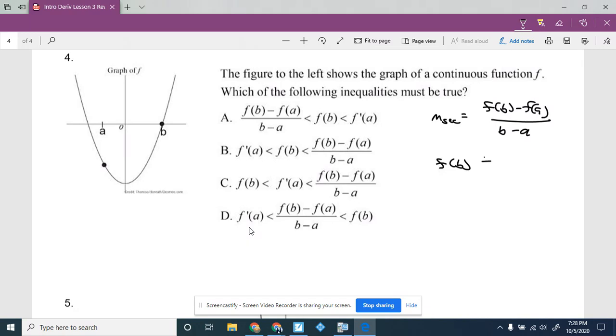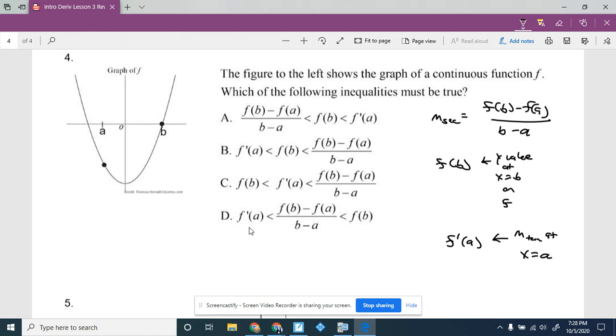So this is just a y value, right? Y value at x equals b on f. And then you get f prime of a, which you now know is going to be the slope of the tangent line at x equals a. So we have all the meanings here. They're all in here. So let's look at them.